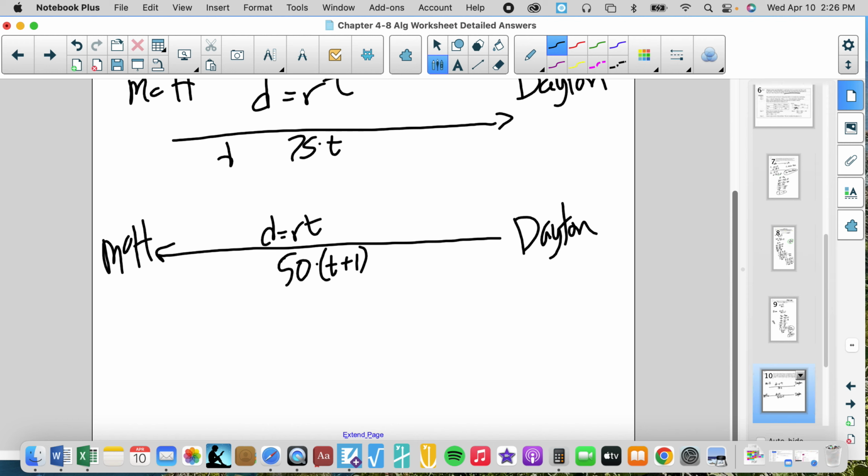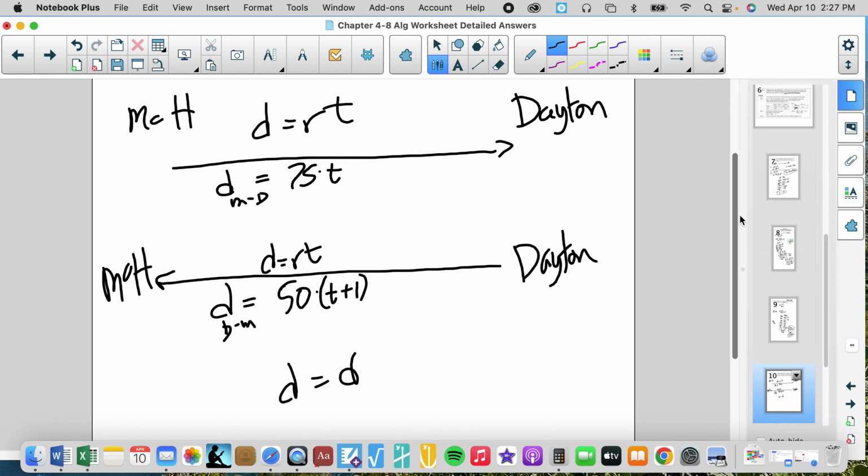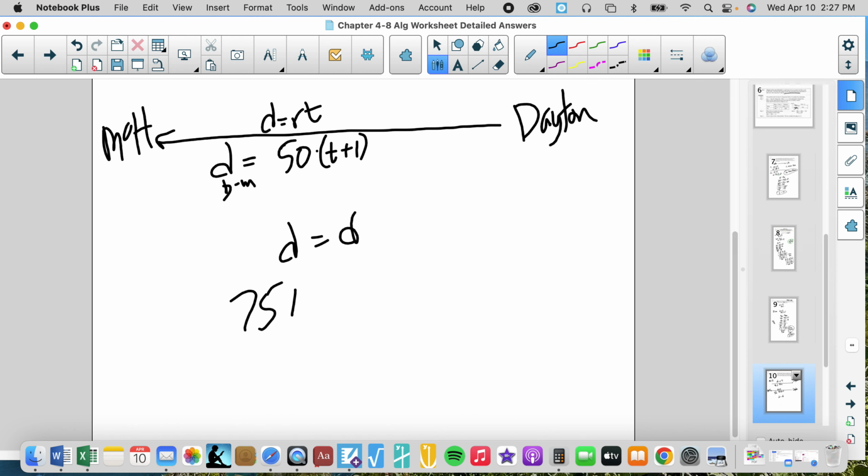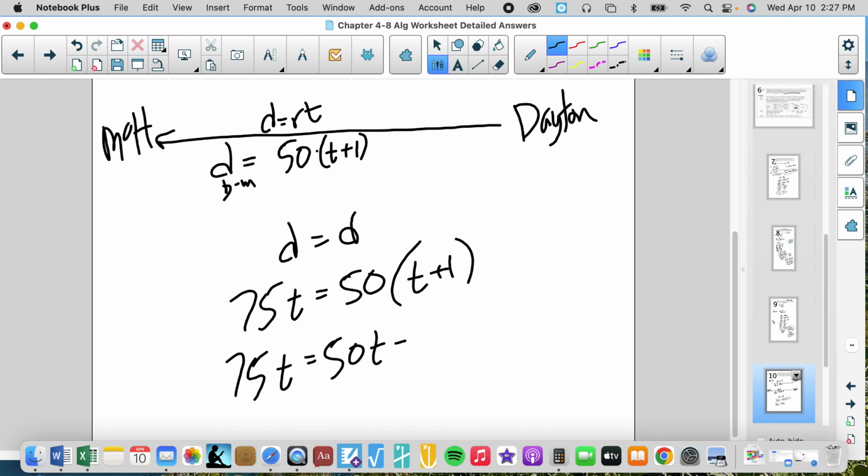So the distance from McLean to Daytona is going to be the same as the distance from Daytona to McLean. So distance is still going to equal distance, and we're going to set each one. So we have 75T equals 50 times the quantity T plus 1. 75T equals 50T plus 50.